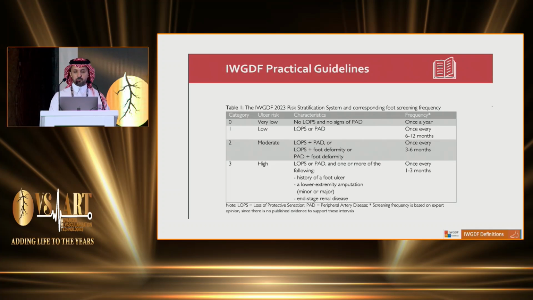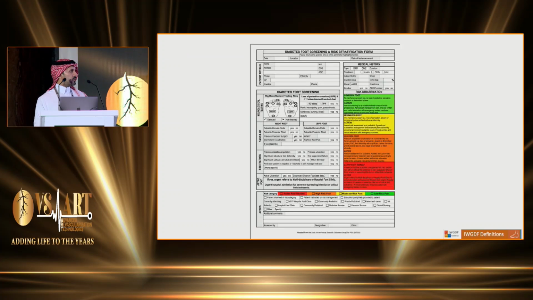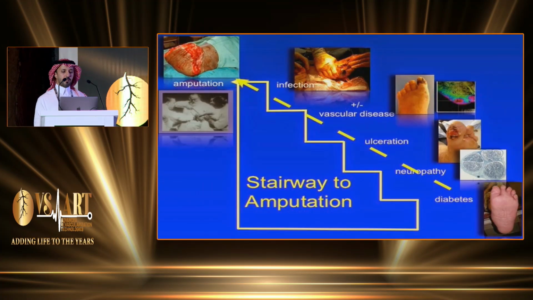And also we have to remember the stairway to amputation: diabetes, neuropathy, ulceration, vascular disease, infection. Those elements lead to and cause amputation. So we have to stop this stair by an education program and a screening program.